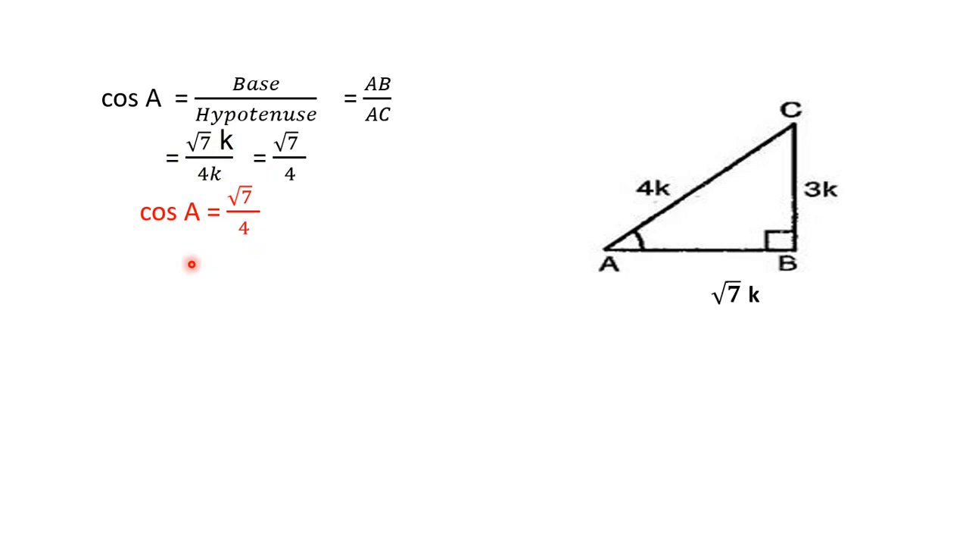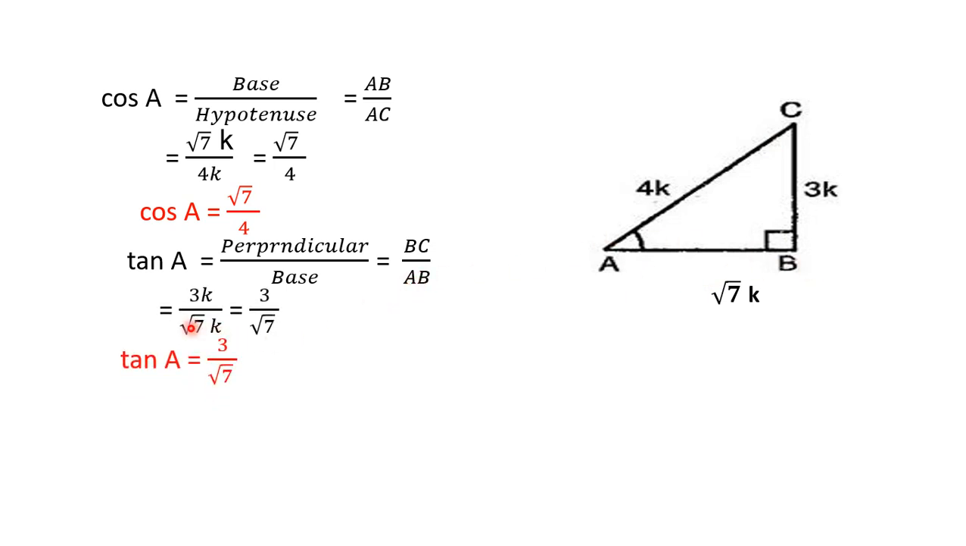Similarly, we can write the value of tan A also. So tan A is the ratio of perpendicular and base. So perpendicular upon base is equal to BC upon AB. And BC and AB are 3K upon root 7K. Again K and K will cancel out. So we get 3 upon under root 7 as the value for tan A.